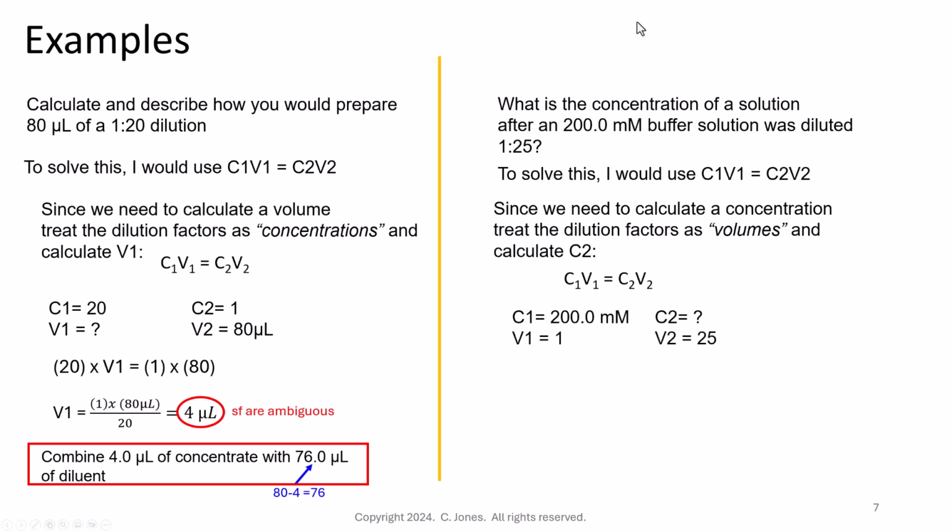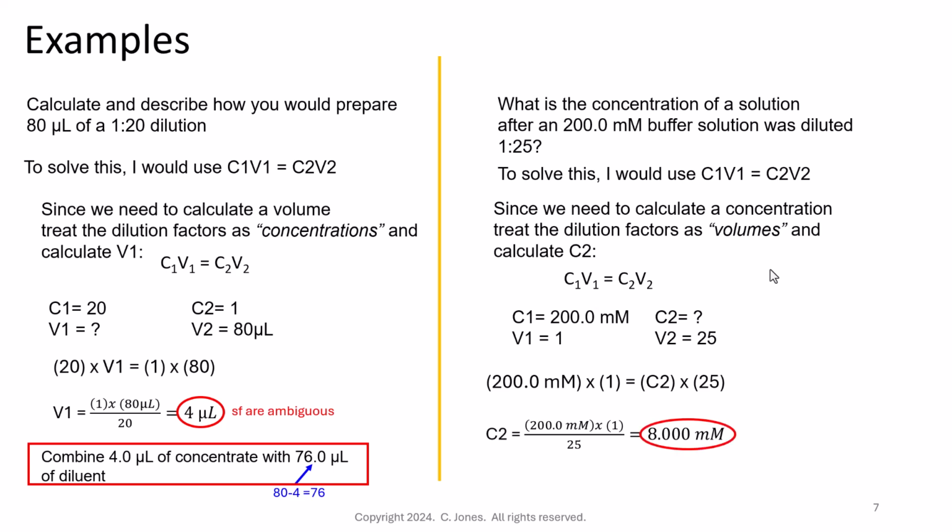C1, the concentration, is 200 millimolar, and we're asking what's the concentration after the dilution, so C2 is unknown, right? The larger volume is always V2, and the smaller volume is always V1. So we've assigned a value to each of the variables. Plug those in. 200 times 1 equals C2 times 25. Divide both sides of the equation by 25, and we end up with 8 millimolar. Okay? 4 significant figures, because 200.0 is 4 significant figures. These are ratios, so they are considered to have an infinite number of significant figures.